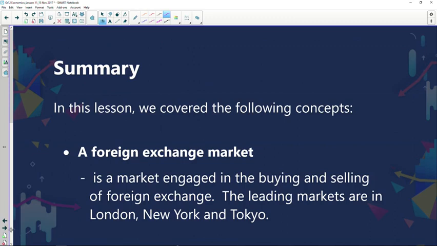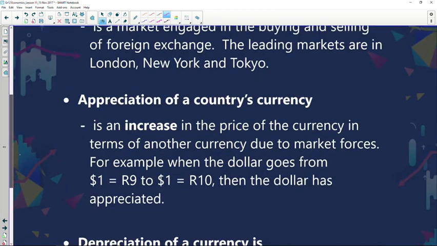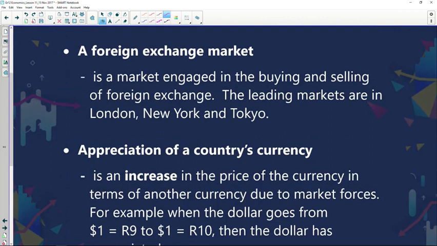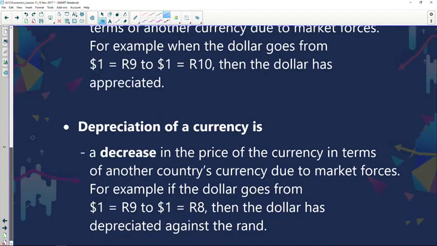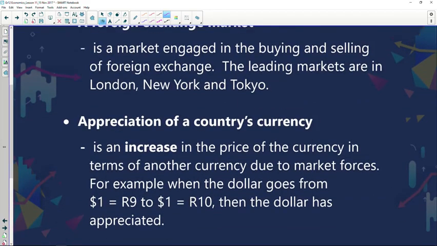In this lesson, we covered the following concepts. We looked at what the foreign exchange market is: a market engaged in the buying and selling of foreign exchange. The leading markets are London, New York, and Tokyo. We also learned that the appreciation of a country's currency is an increase in the price of the currency in terms of another currency due to market forces. For example, when the dollar goes from $1 to 9 Rand to $1 to 10 Rand, then the dollar has appreciated.